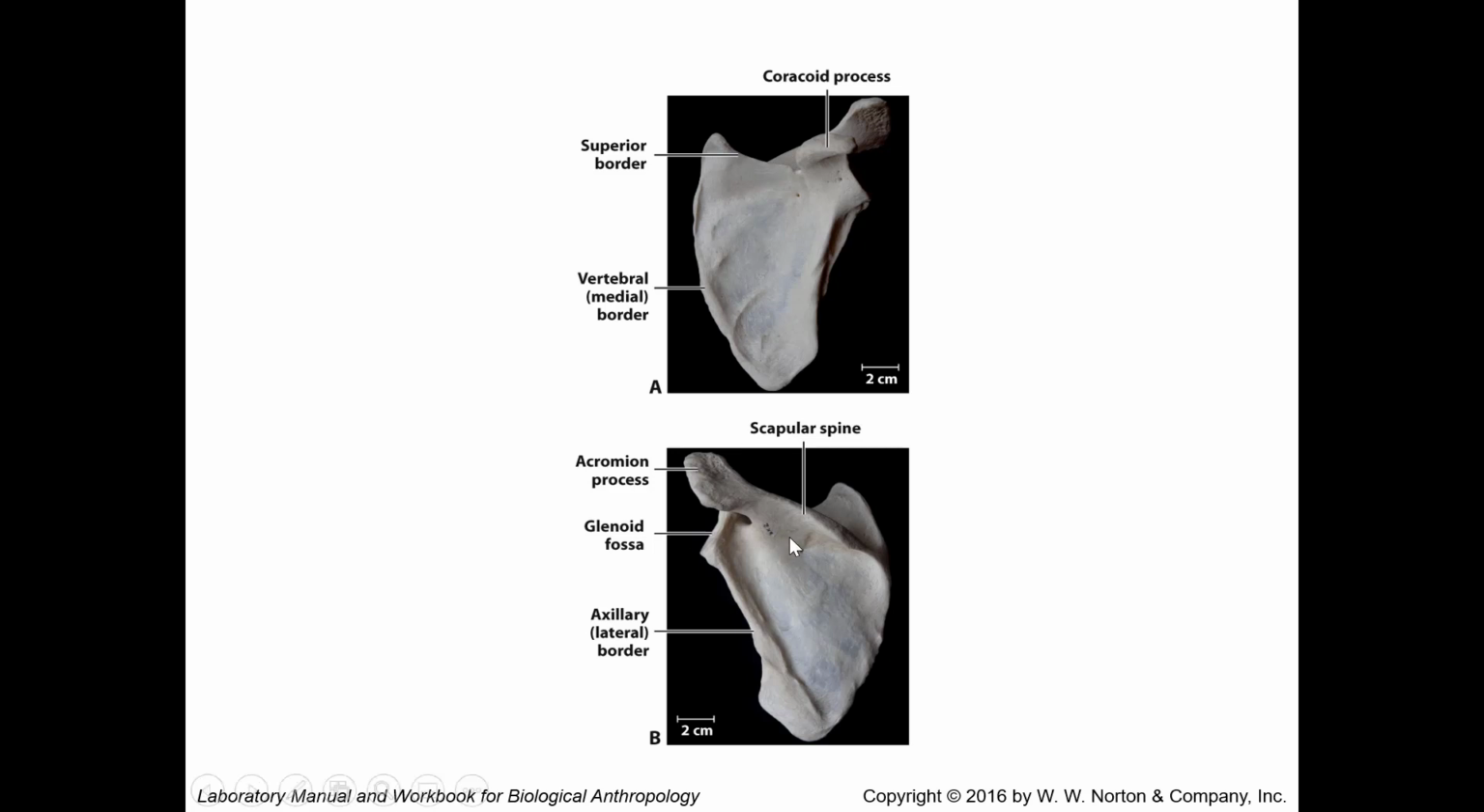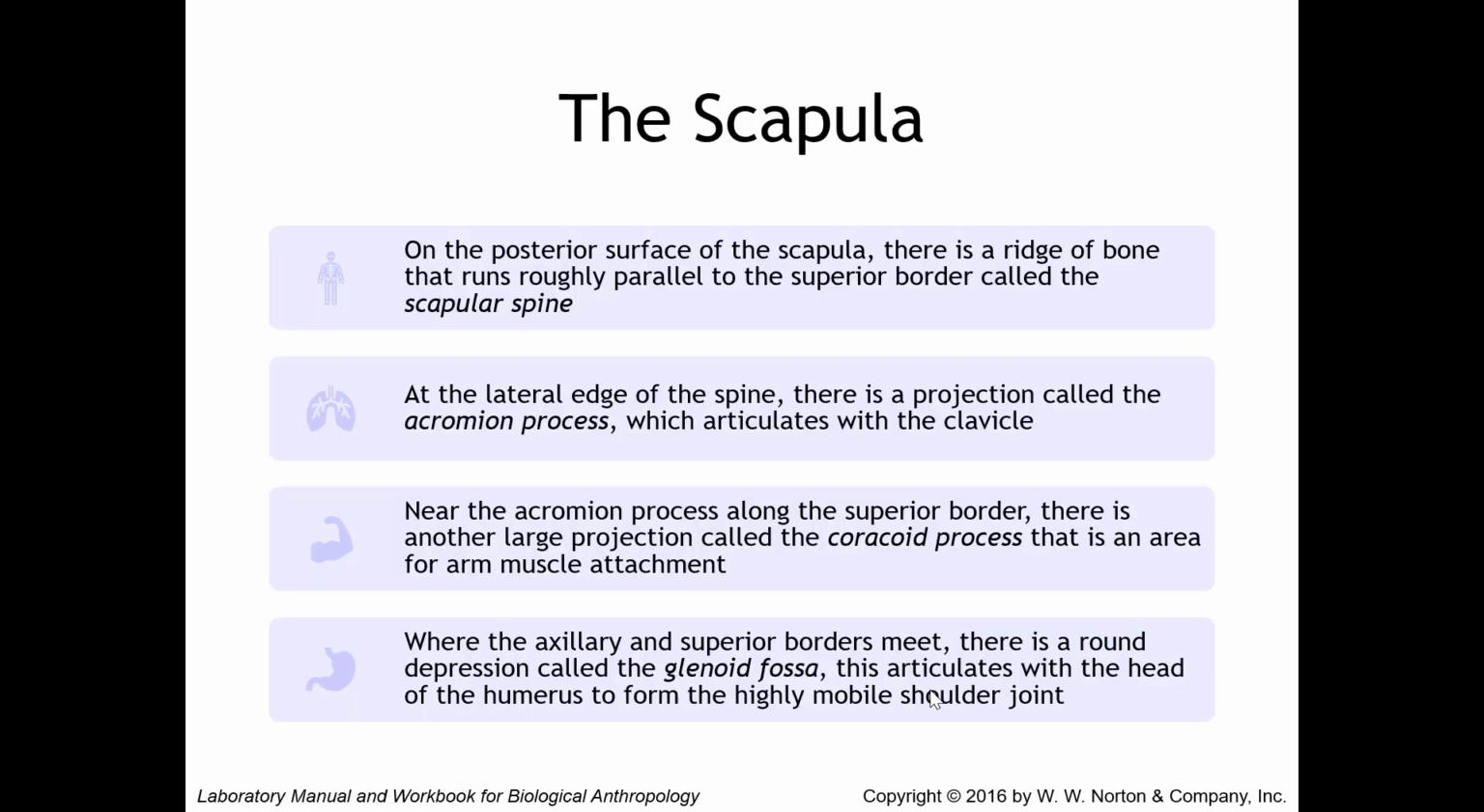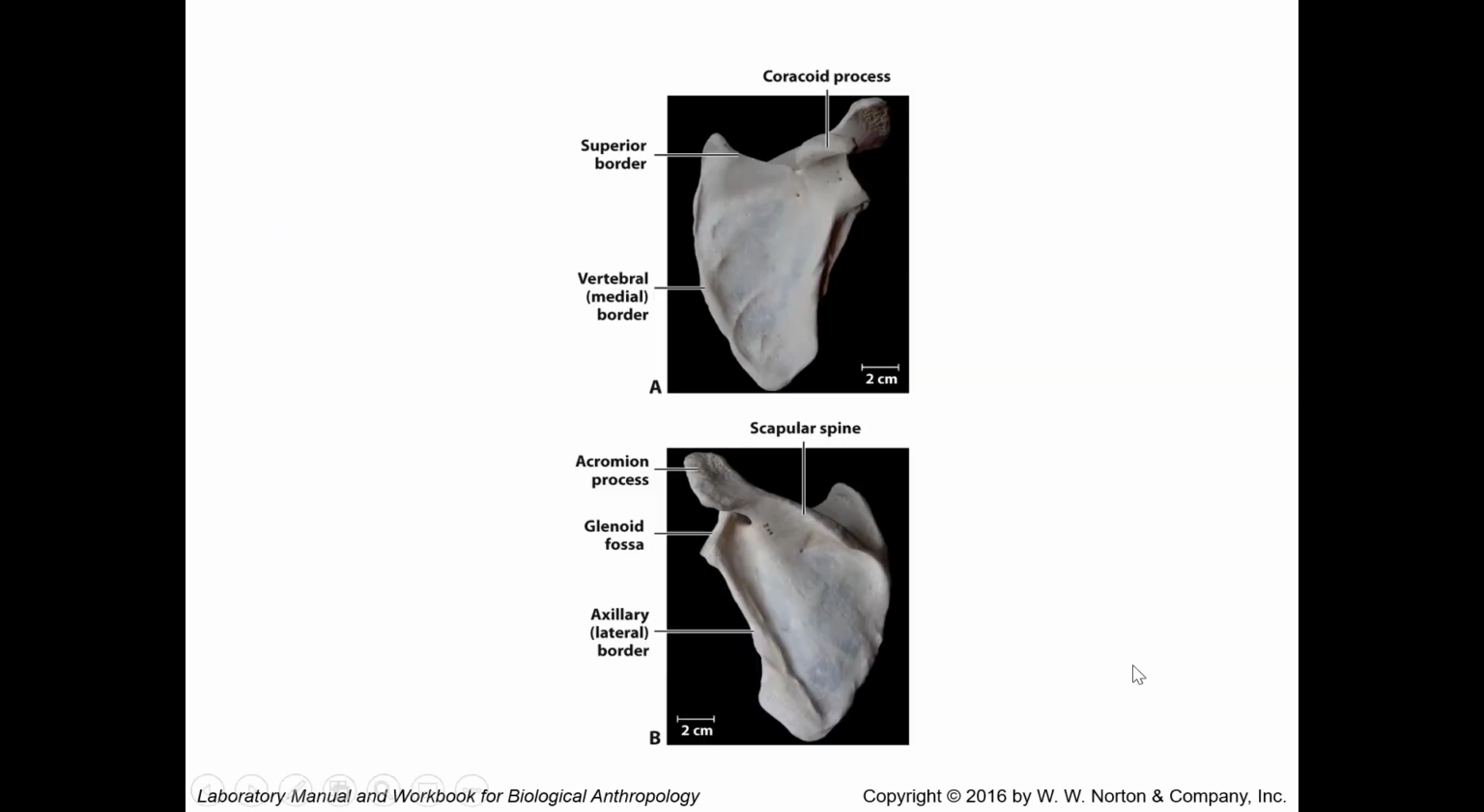And then this is the same scapula on a posterior view, right? And so you can see here the superior border, the axillary or lateral border, and then you've got the vertebral or medial border. On the posterior surface of the scapula, there is a ridge of bone that runs roughly parallel to the superior border. It's called the scapular spine. You can see it up here. And then at the lateral edge of the spine, there's a projection called the acromion process. This articulates with our clavicle.